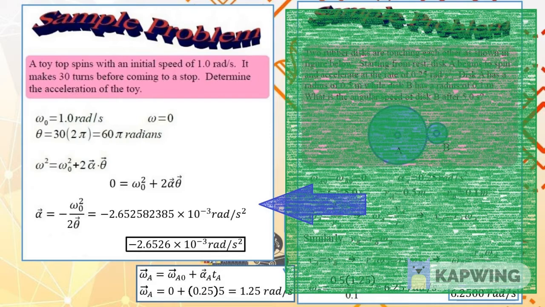The acceleration is negative, and we expect it to be negative because the velocity changed from 1 radian per second to a lower value, 0, which means the object is decelerating. Since the motion is in the positive direction, the acceleration should be in the opposite direction, which is the negative direction. So the acceleration that we calculate is negative.